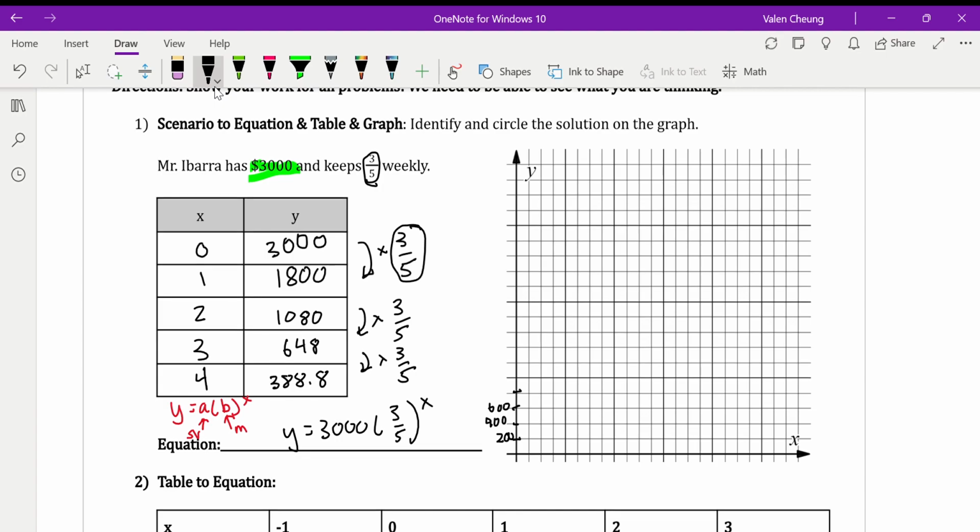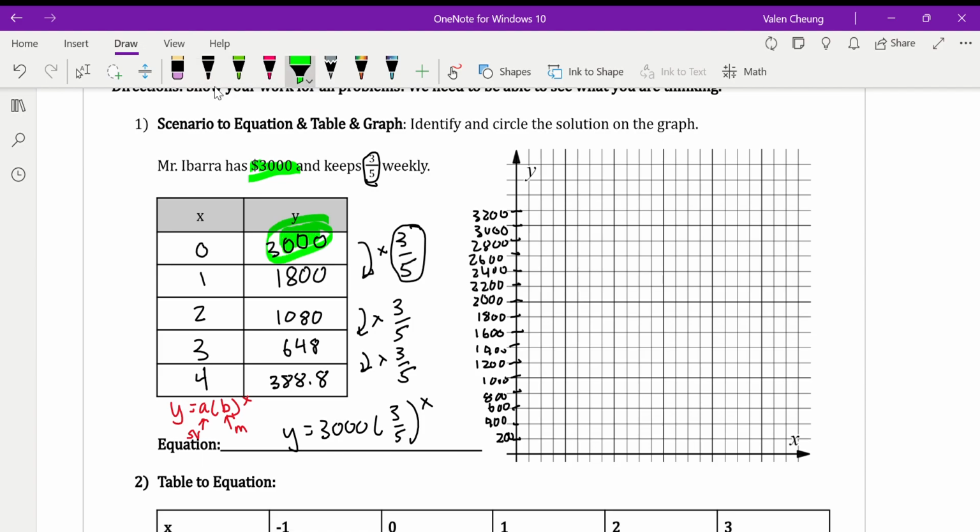600, 800, 1,000, 1,200, 1,400, 1,600, 1,800, 2,000, 2,200, 2,400, 2,600, 2,800, 3,000, 3,200. And the reason why is because I want to make sure that I can fit the biggest number.